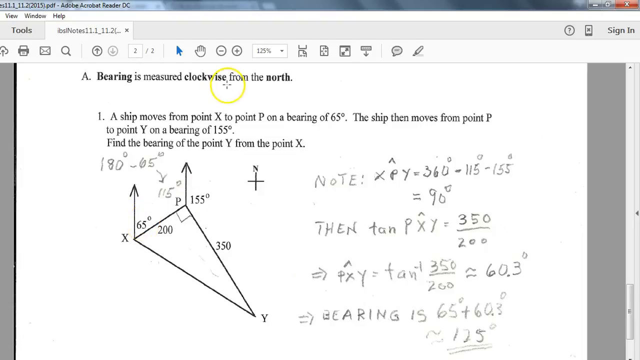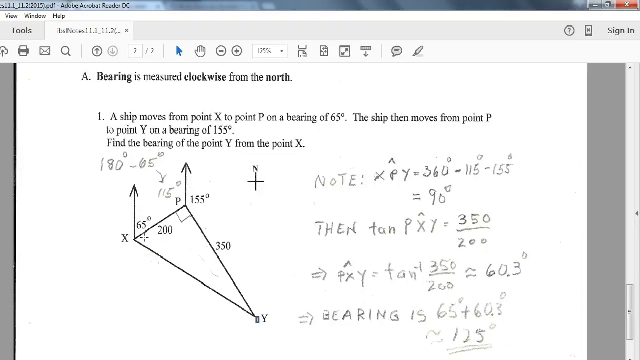And so as long as you stick with that statement clockwise from the north, this isn't too bad of a drawing. Once you come up with the drawing, it's now basic use of right triangle trig to figure out whatever it is that's missing. And so in this case, it says find the bearing of point Y from the point X. And so we're now looking for a bearing or an angle to get that done. Sometimes they'll ask for segments. They might say how far are you from Y or to Y from X. So they might ask you some distance questions like that. But in this case, it says find the bearing. So we're looking for some angles on this one.